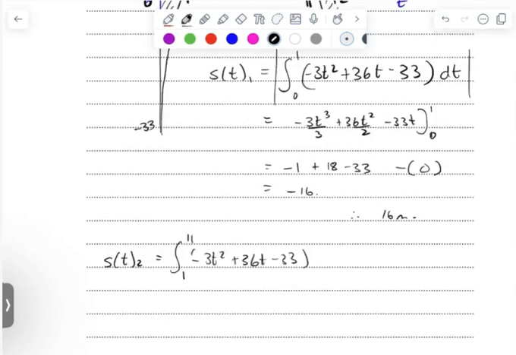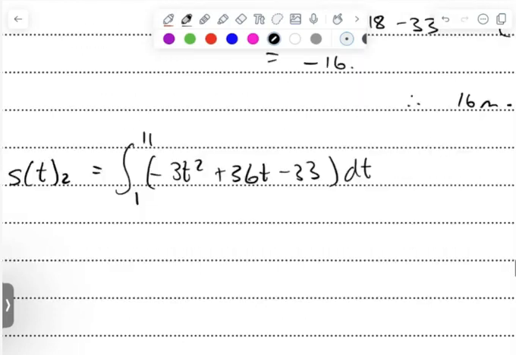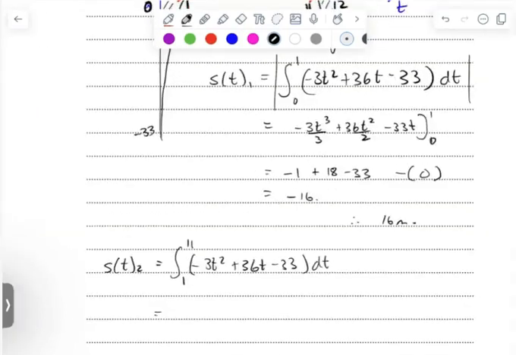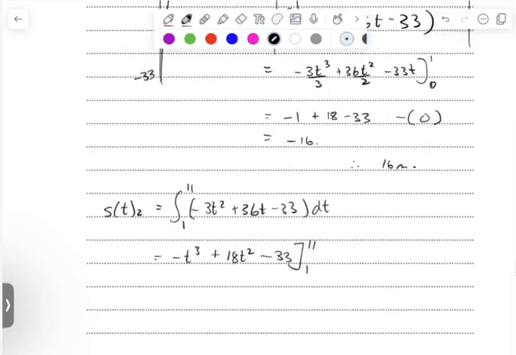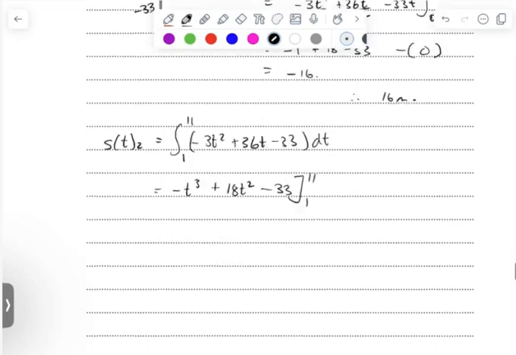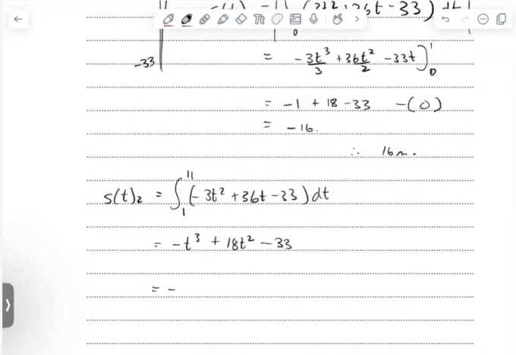Okay, so I'm going to show you a shortcut now on something. Oh, right, I already know the answer to this. So minus t cubed plus 18t squared minus 33t, and I'm going between 11 and 1. Now, when I plugged 1 in, I know the answer is minus 16. Okay, so just take note of that.